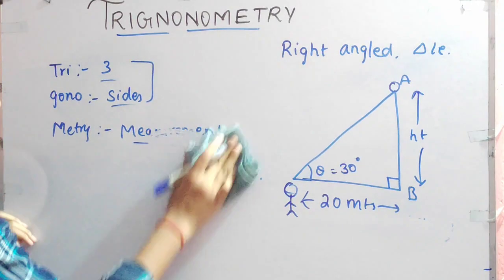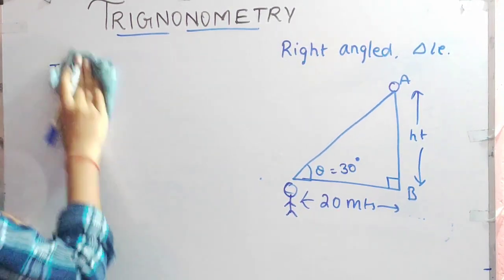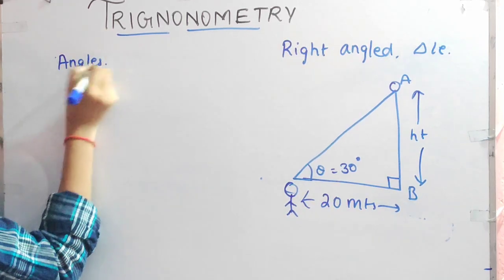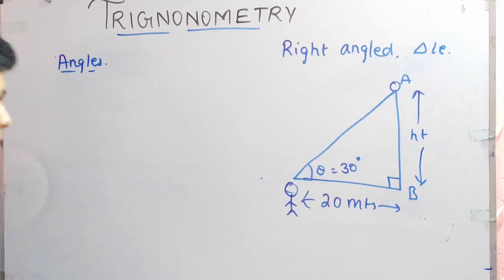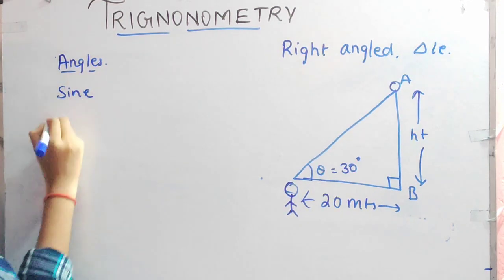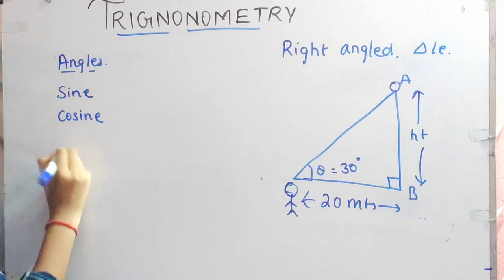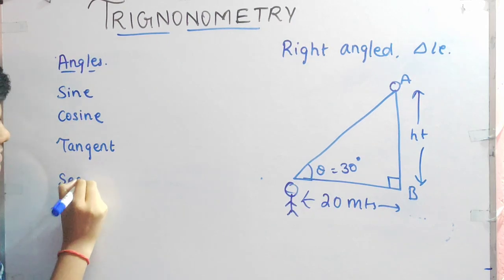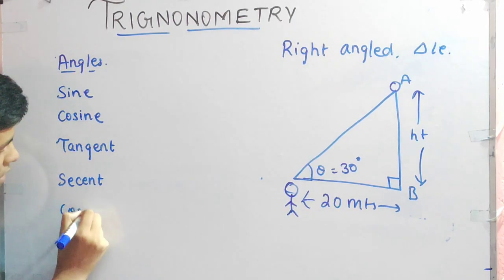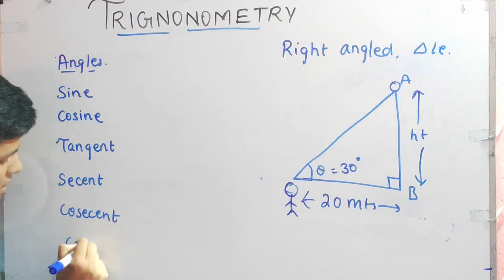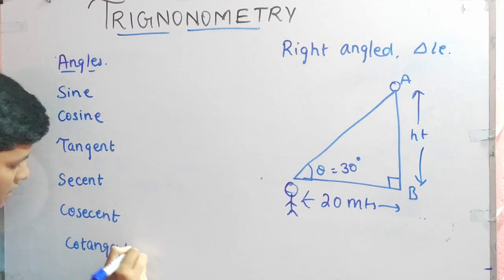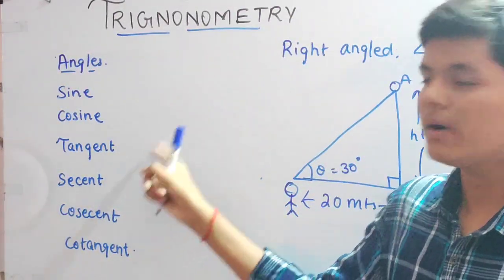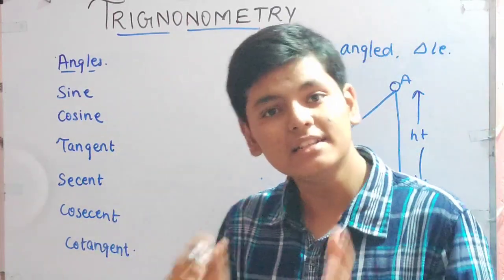This concept is explained by some terms, some variables which are present in trigonometry. Now there are 6 ratios present in trigonometry. One is sine, second is cosine, third is tangent, fourth is secant, fifth is cosecant, and sixth is cotangent. These are the 6 trigonometric ratios which are present in a triangle.